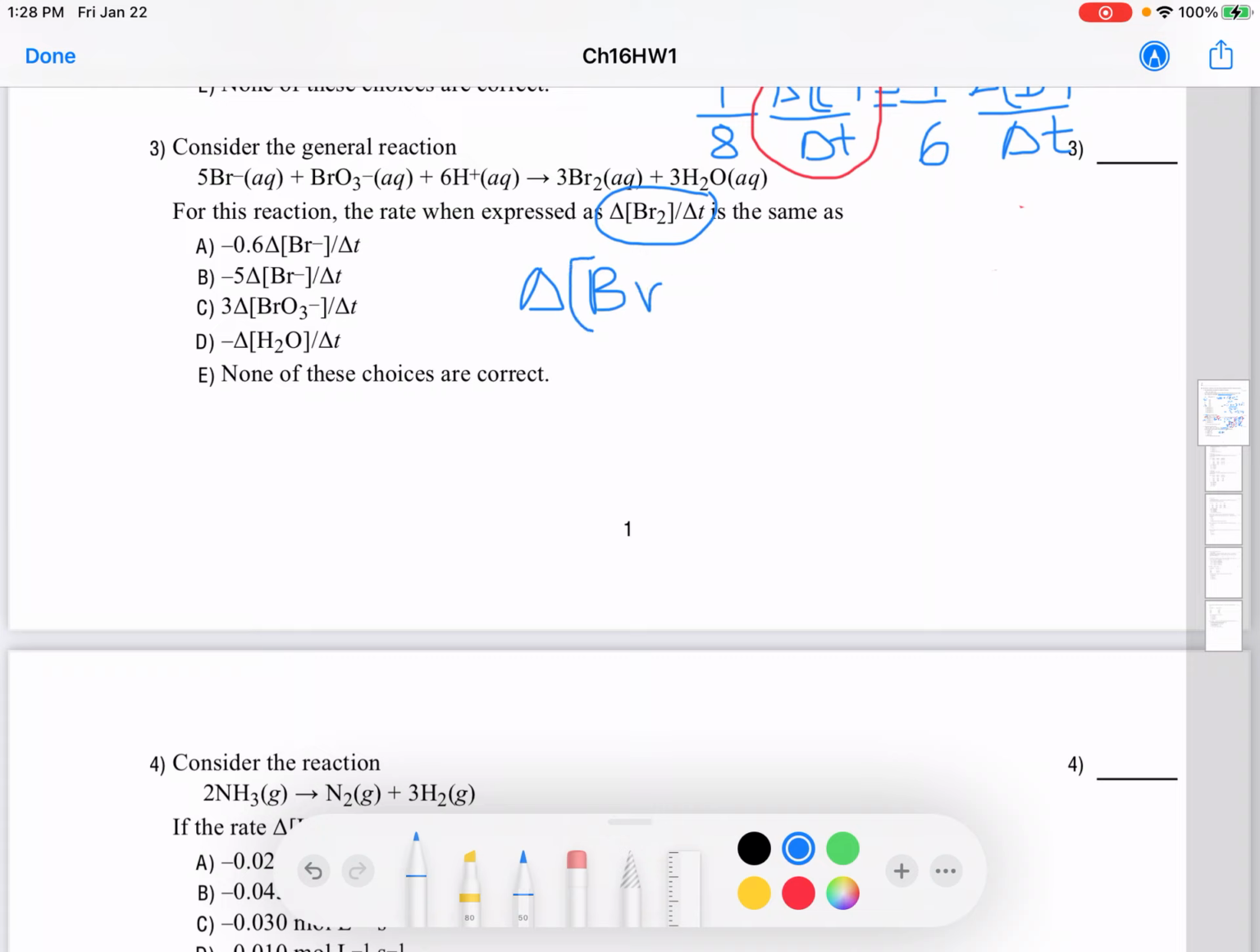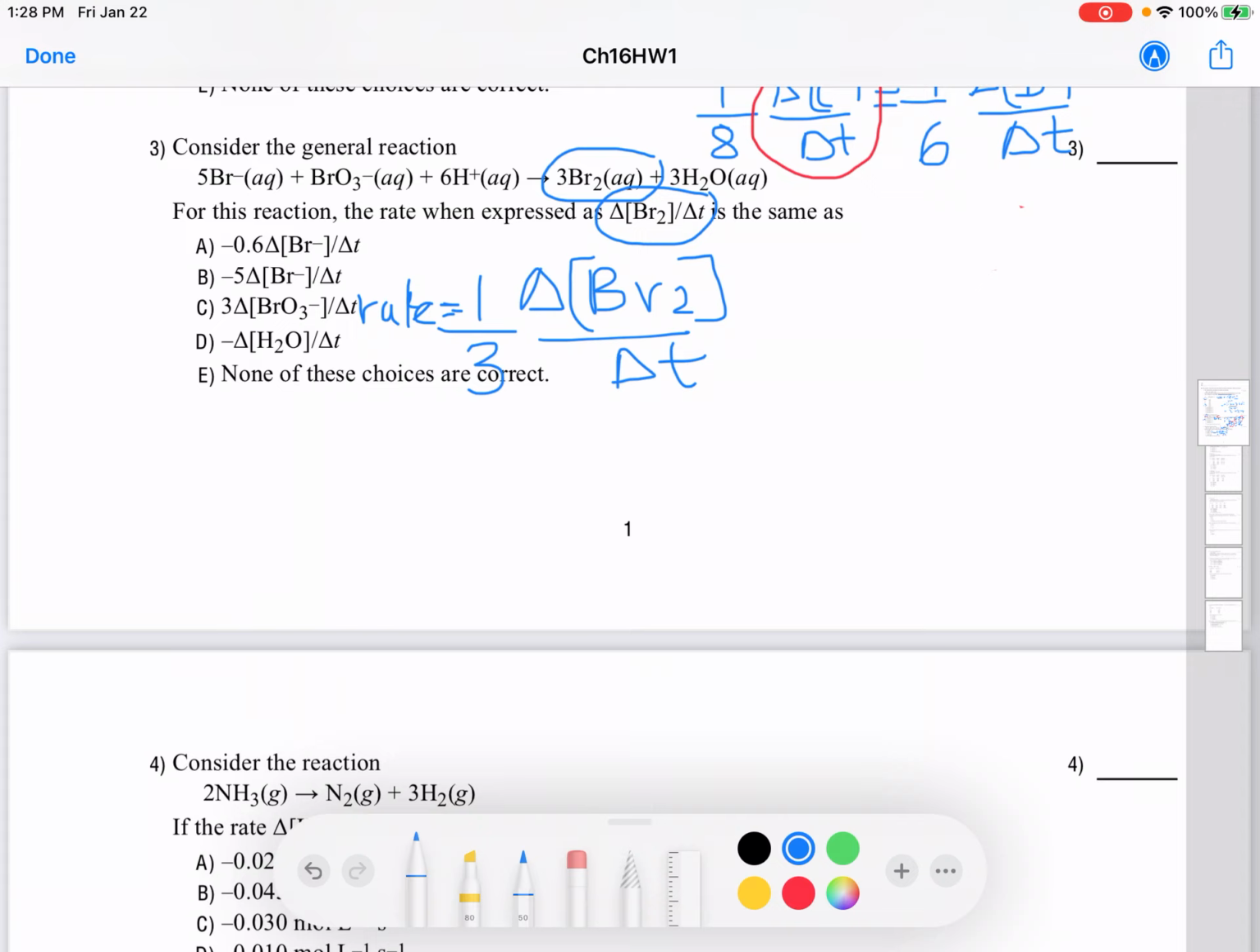Delta Br2 over delta T. But when you write the rate, bromine is right here, Br2, so it has a 3 at the front as a coefficient. So it should be something like that, 1 over 3. And this is the rate, and this is positive, right? Because the rate is positive because it's a product: 1 over 3 delta bromine over delta T.